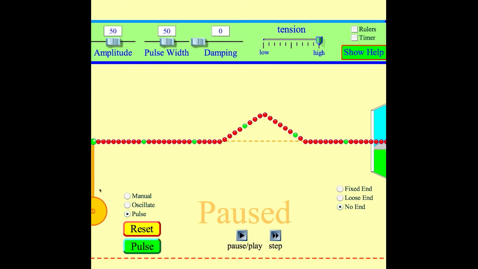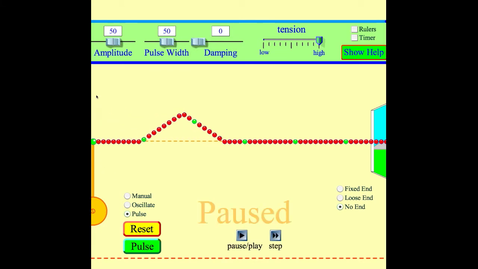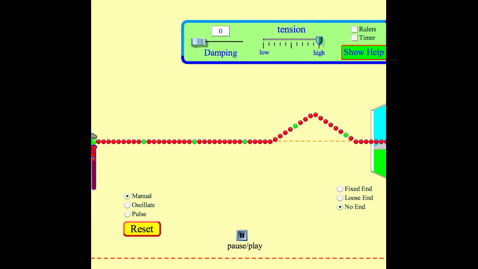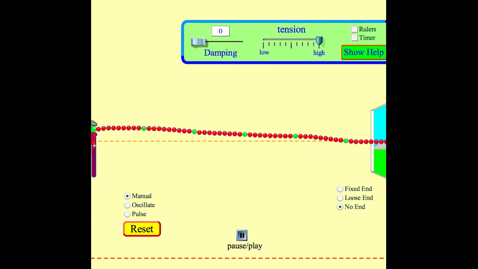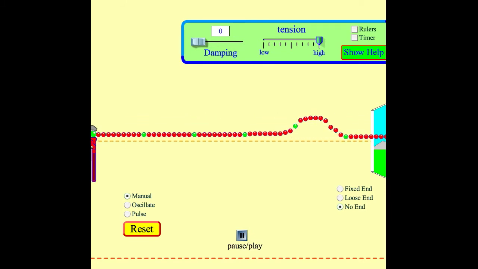So what happened is I pulled up. Let's reset that and pulse and then stop. I pulled up on the rope, and those particles felt that pulling up. As I move up, those particles move up with it because of the cohesive forces. So I pull up, the particles next to me move up. Now, I move it back down, and those forces feel that force moving down, and so they move down. That's what creates that little bump, or a wave pulse.